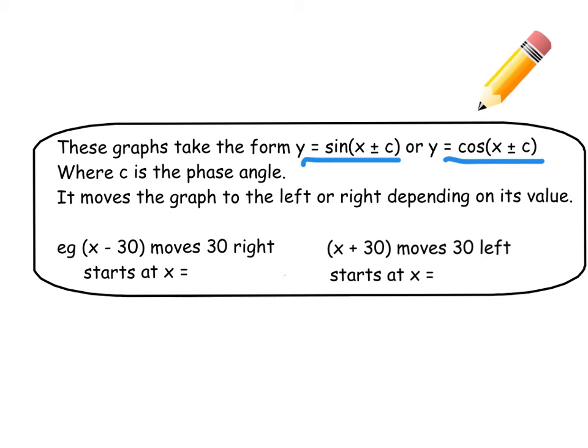And then just a little note to clarify what I'd said in the previous slide. If it says x minus 30 in the bracket, it's moved 30 in the positive direction, which means 30 right, and that means your graph starts at x equals 30. If it says x plus 30, it's moved the opposite. It's moved 30 in the negative direction, which is left, and it starts at negative 30 instead, okay?